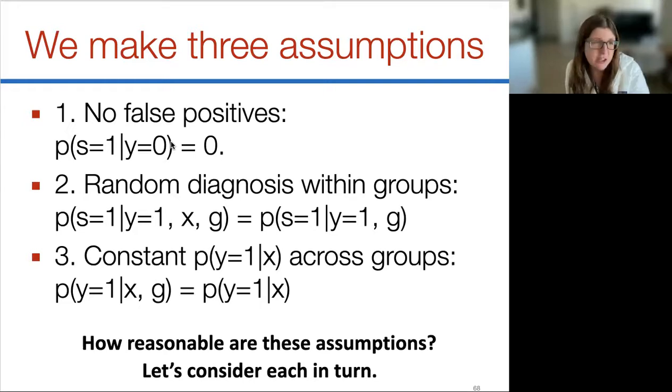Basically the 3 assumptions are no false positives. So this is just the standard PU assumption. Random diagnosis within groups. This is what's called the SCAR within groups assumption, very commonly made in this setting, probably doesn't always hold. And then finally, that the probability you truly have a condition, given your symptoms, remains constant across groups.